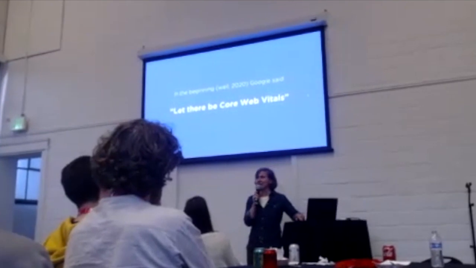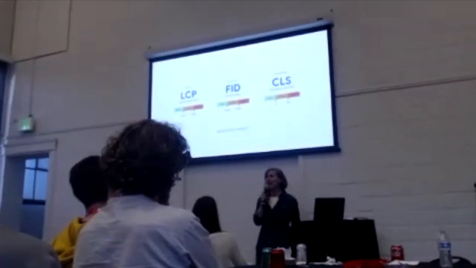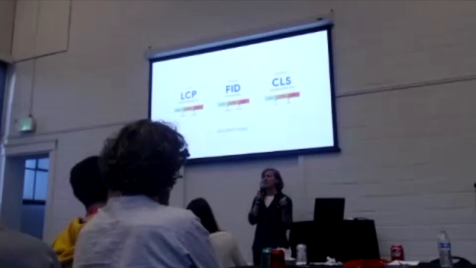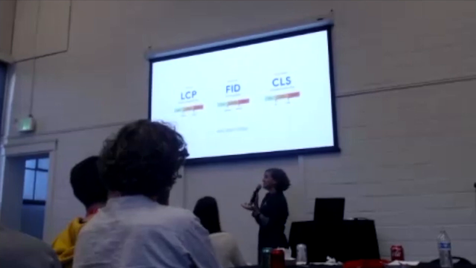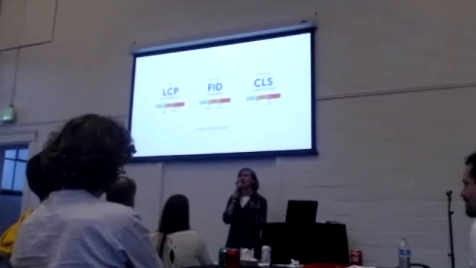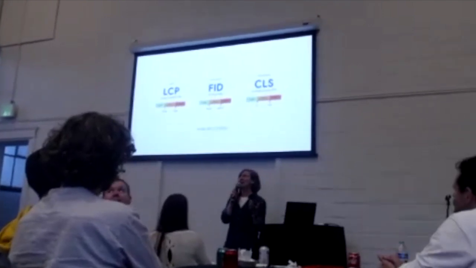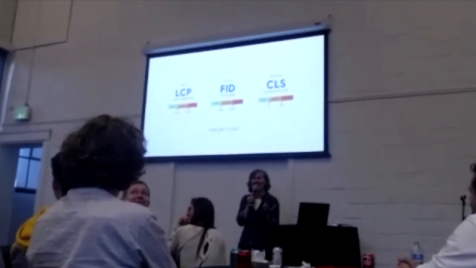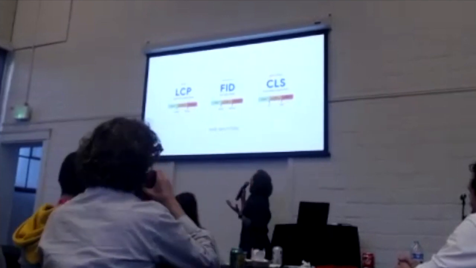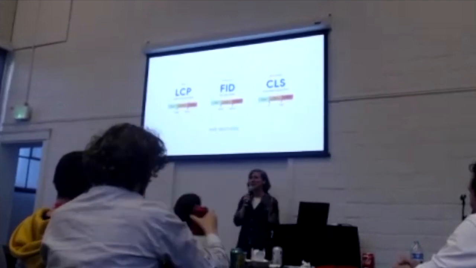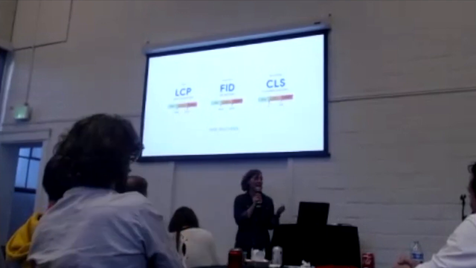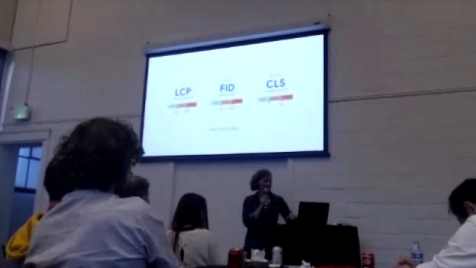In the beginning, Google said, let's do Core Web Vitals, and these are them. There is Largest Contentful Paint. I don't know how well anybody can read this at the back. Largest Contentful Paint measures whether something is actually rendering in the browser. First Input Delay, which asks whether the page is responsive. And then Cumulative Layout Shift, which measures how janky the page is. Those are the three original metrics.